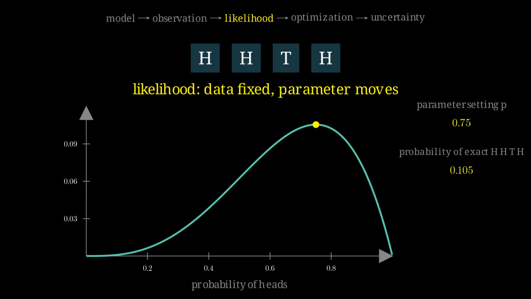Fix the parameter and vary the data: probability model. Fix the observed data and vary the parameter: likelihood. The formula did not change, the question did.